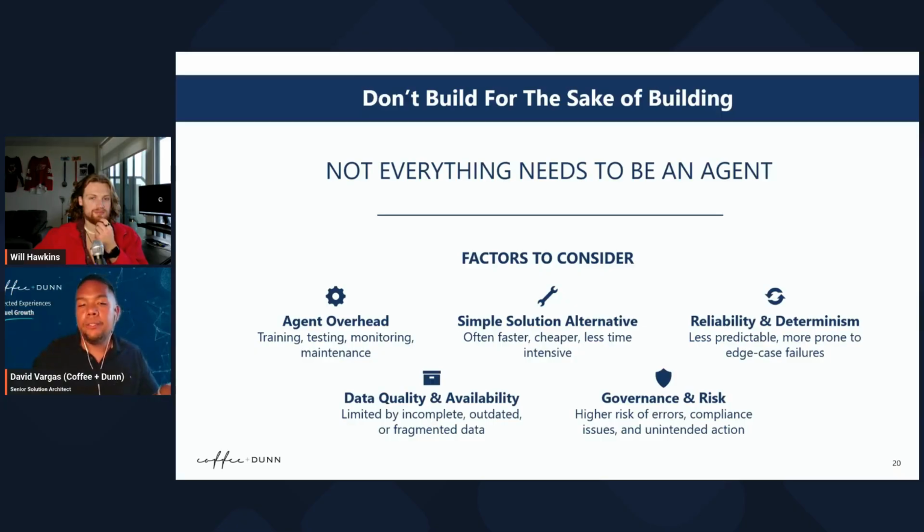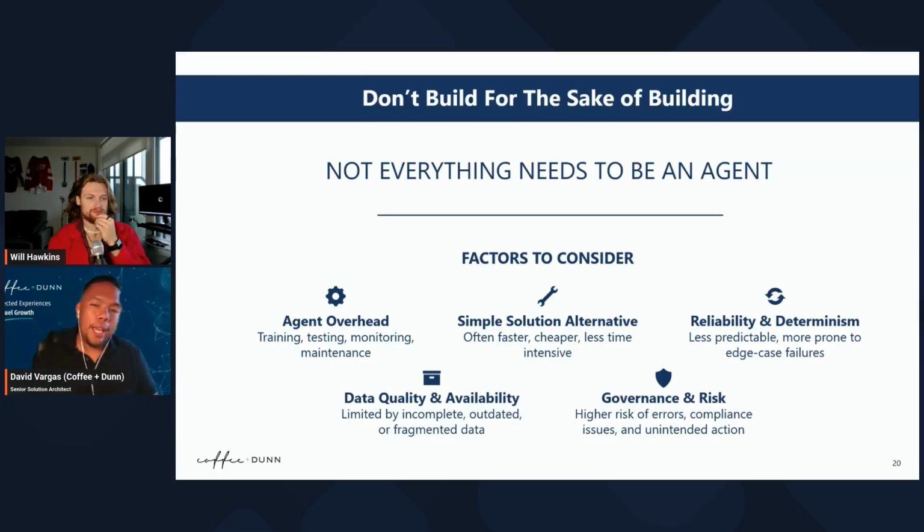Reliability and determinism, right? Agents can be less predictable. They're definitely more prone to edge case failures. These critical systems sometimes can require deterministic logic, not probabilistic behavior. So if you need something that stays on script, and you don't want to give an agent access to even a remote chance of doing something crazy, maybe it's better that you don't author the agent, right?